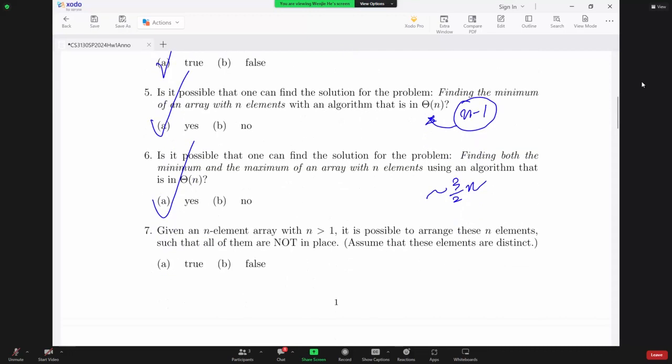All right, number 7, all of them not in place, true. But when you answer this question, you need to construct that particular example to satisfy the condition. For the construction, that's very easy.